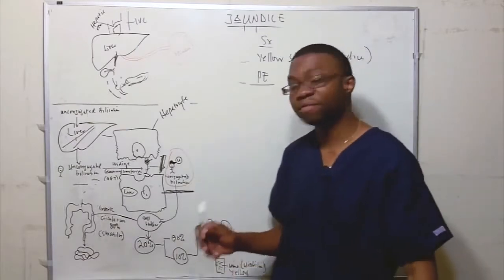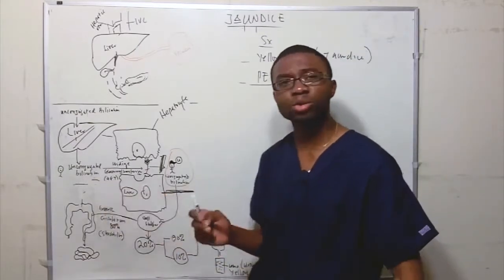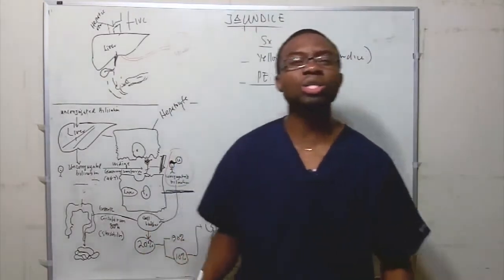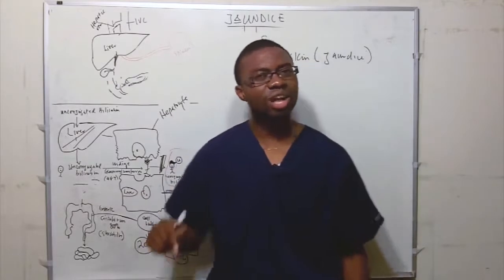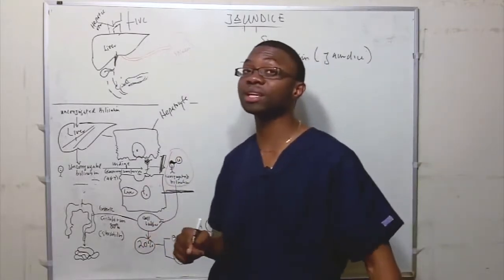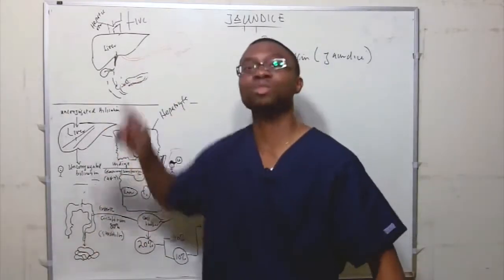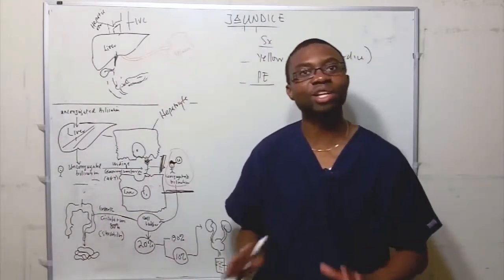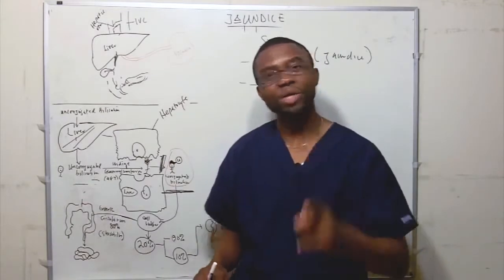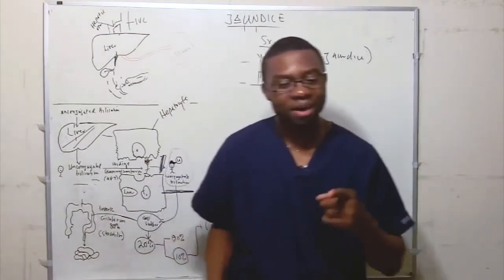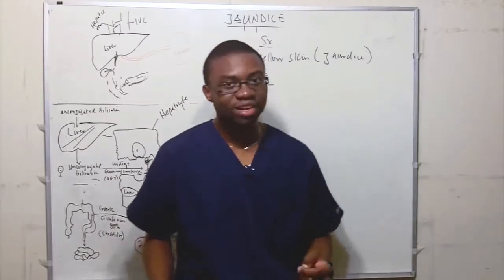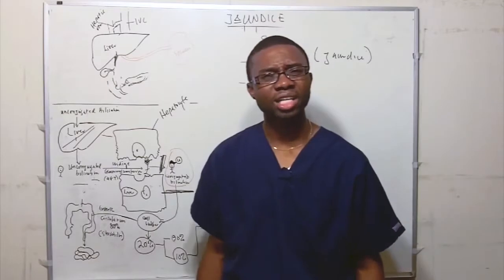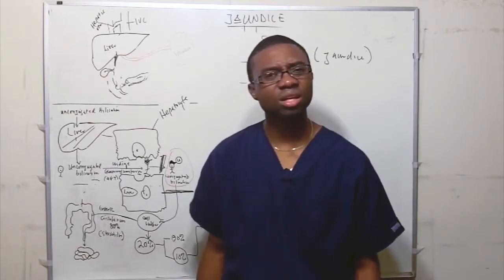Now, if they have unconjugated, remember I told you unconjugated is not water soluble. If it is not soluble in water, it is not going to be able to go through the kidneys. It's going to bypass the kidney and go back into the body. So your urine is going to be clear. Okay? But you're going to ask the patient the question, Mrs. Johnson, how's your urine? What color is it? Oh, it is dark. It's kind of a dark color.